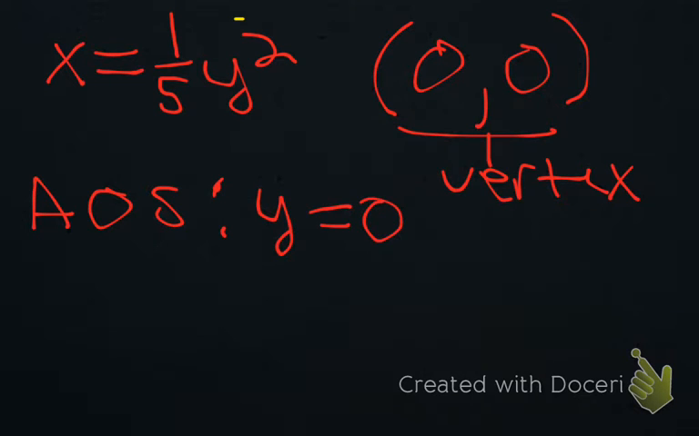And what I need you guys to remember is to always put the y in front of the axis of symmetry for a horizontal parabola. You put y for the horizontal, x for the vertical. So there we've got that covered. So since we've gotten that, let's go ahead and find our focus and directrix.